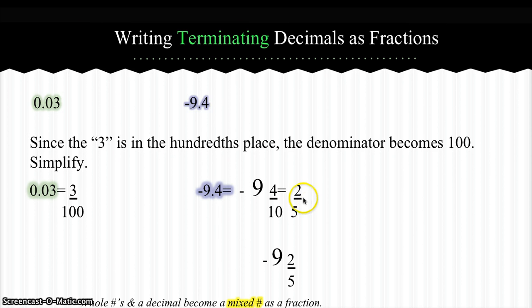What you notice here I did was I reduced it. So make sure if you can reduce it that you do, because a lot of times we'll leave it as -9 and 4/10, but an answer won't be there for that. They're going to show you the reduced fraction of -9 and 2/5. It still stays negative. We just simply changed the 4/10 as a decimal to 4/10 as a fraction and reduced it.